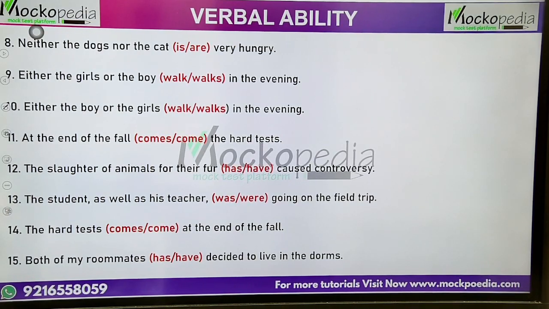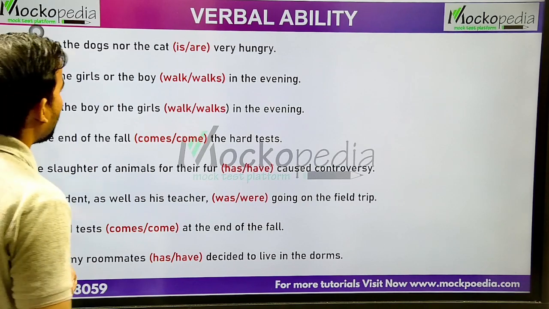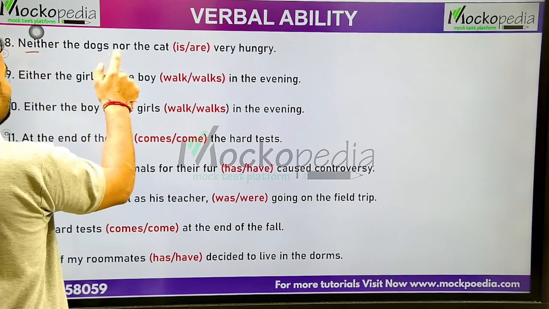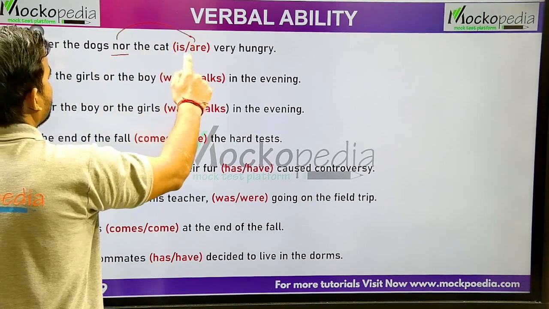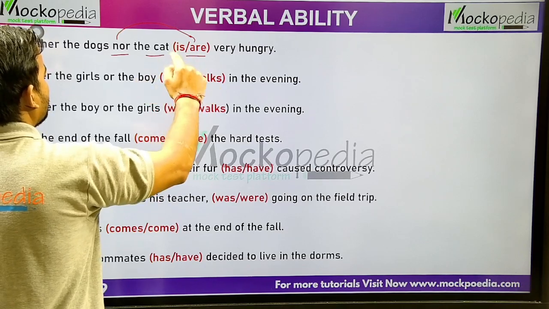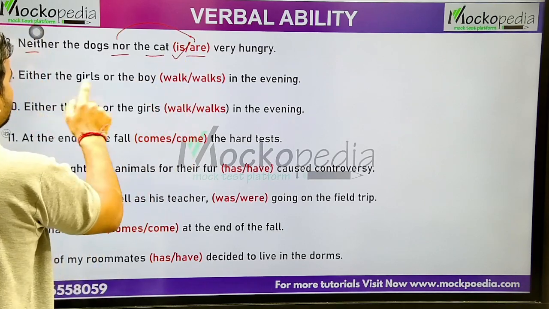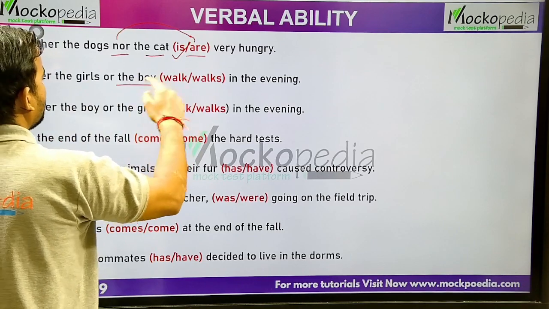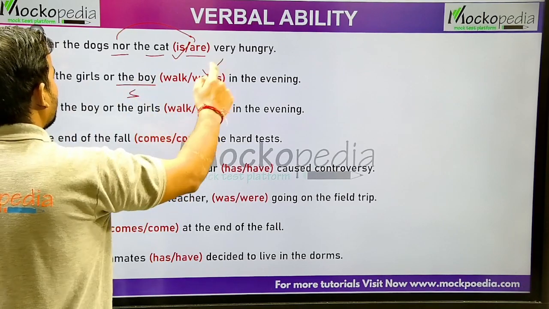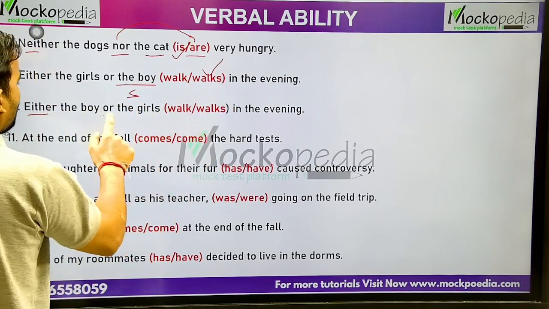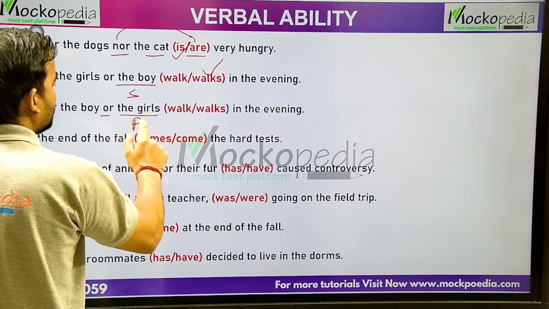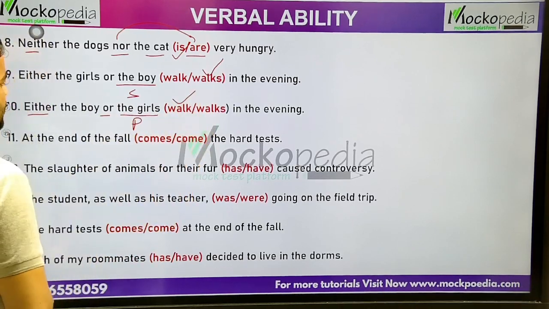So I hope this is done. Neither the dogs nor the cat. Neither nor, second, cat singular, that is why is. Either the girls or the boy. Second, singular boy, that is why walks. Either or, second plural, that is why walk.